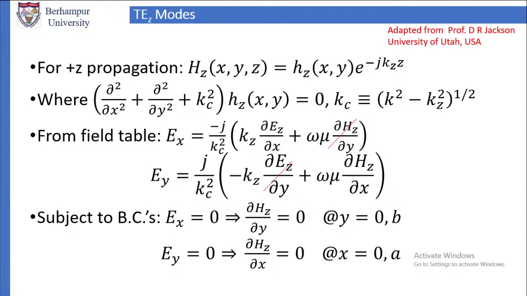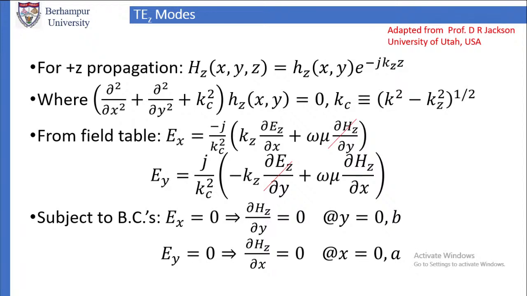So we'll have two boundaries. Ex is equal to 0, which implies ∂Hz/∂y is equal to 0 at the boundary y is equal to 0 and b. Similarly, Ey is equal to 0 implies ∂Hz/∂x is equal to 0. These are all Neumann boundary conditions, at x is equal to 0 and x is equal to b.